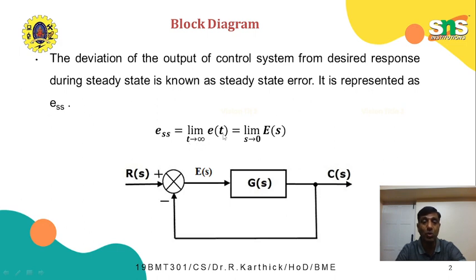This is in time domain, and when you take the Laplace transform and apply the final value theorem, we get limit s tends to 0 s E of s. The block diagram clearly shows what that error is. E of s is our error signal, which is nothing but the difference between the reference input and the output. This error we call the steady state error. We are going to discuss this in detail in the following slides.